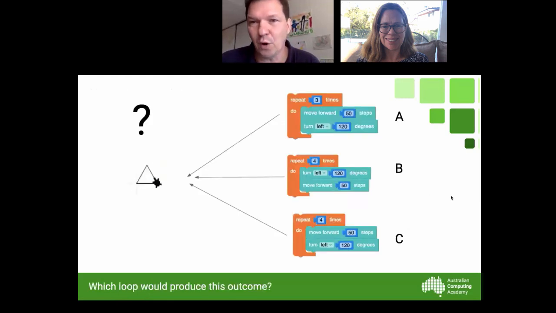Okay, so I've got a question for you. If you look at this code here, and you see this very strange triangle where the last line is drawn twice, for whatever reason, we do that. What do you think? Which code block is going to produce this shape? Is it block A, B, or C? What do you think? Pop your answer in the chat.